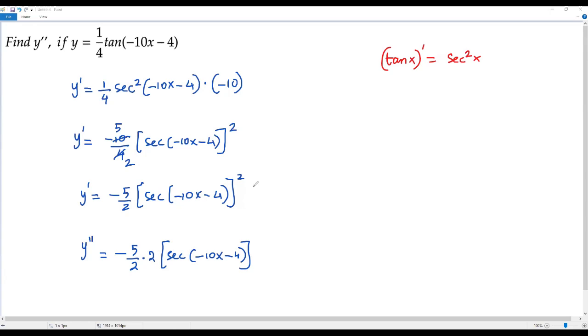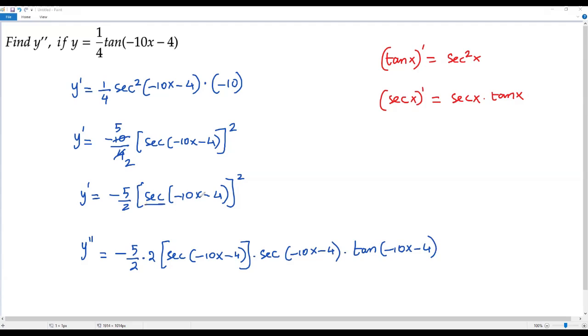So far I got the derivative only for the exponent 2. By chain rule, I have to get the derivative for the base, that is secant of (-10x - 4). First, let me write the derivative rule for secant x: the derivative of secant x equals secant x times tangent x. Using this rule, let me get the derivative of the base by chain rule. Then I'm getting secant of (-10x - 4) times tangent of (-10x - 4). So far I have completed the derivative for the base secant.